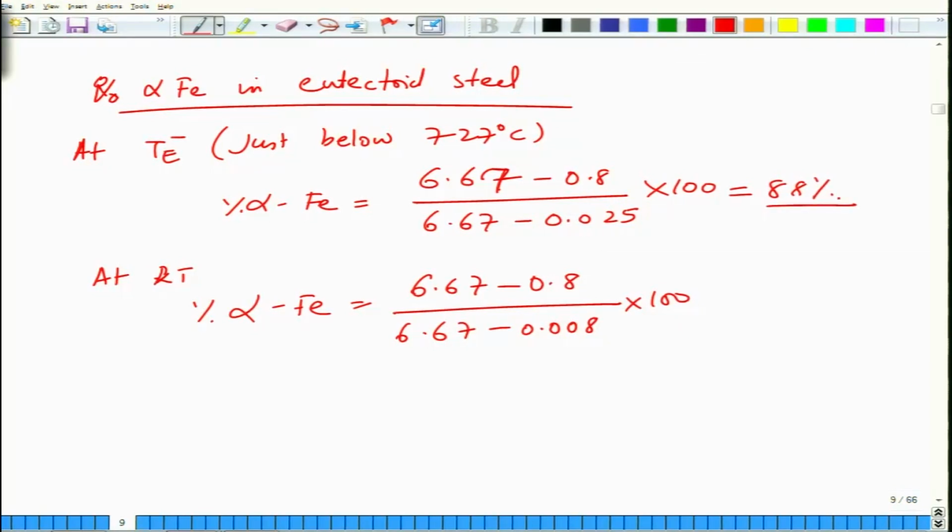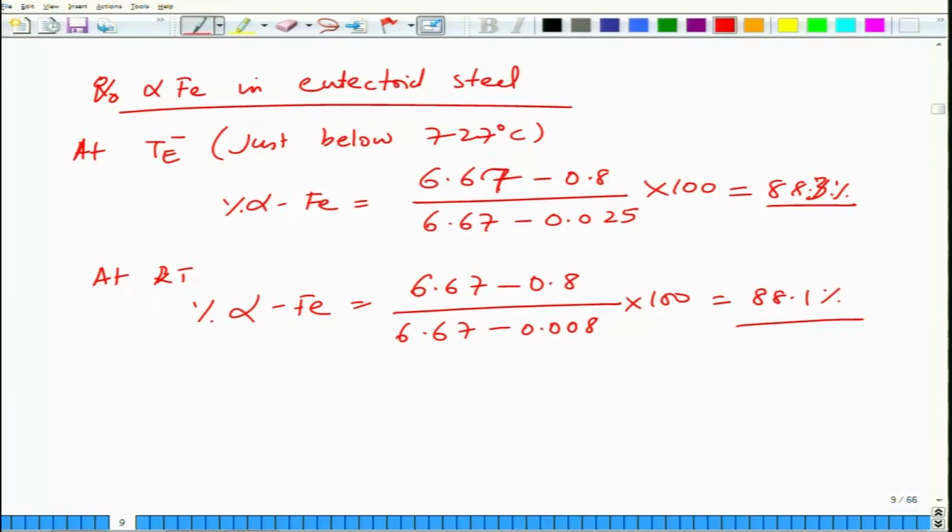And if I make a change in the value to 0.008, this also leads to roughly 88.1%; the earlier value was about 88.3%. So it does not change much. When you come from a temperature just below eutectoid to room temperature, the percentage ferrite remains nearly the same, because there is very little change in the solid solubility of alpha ferrite.